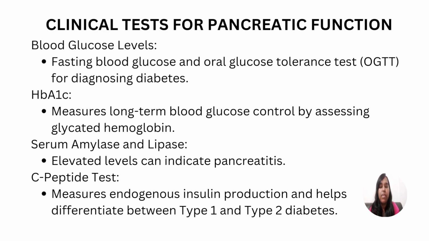Clinical tests for the pancreatic function. First is the blood glucose level, a fasting blood glucose and oral glucose tolerance test for diagnosing diabetes. HbA1c measures the long-term blood glucose control by assessing glycated hemoglobin. Serum amylase and lipase. Elevated levels can indicate pancreatitis. C-peptide test measures the endogenous insulin production and helps differentiate between type 1 and type 2 diabetes.